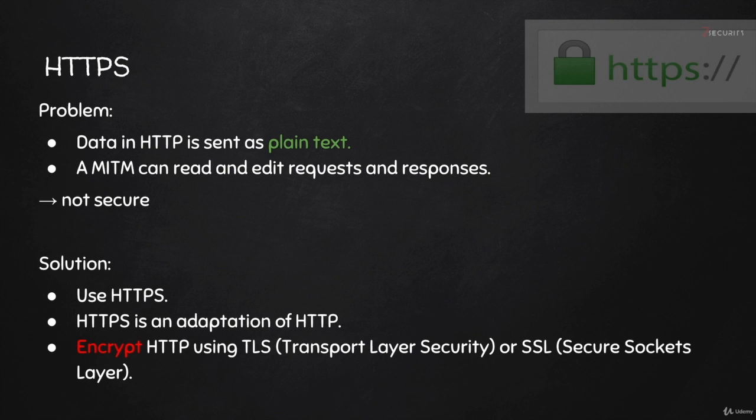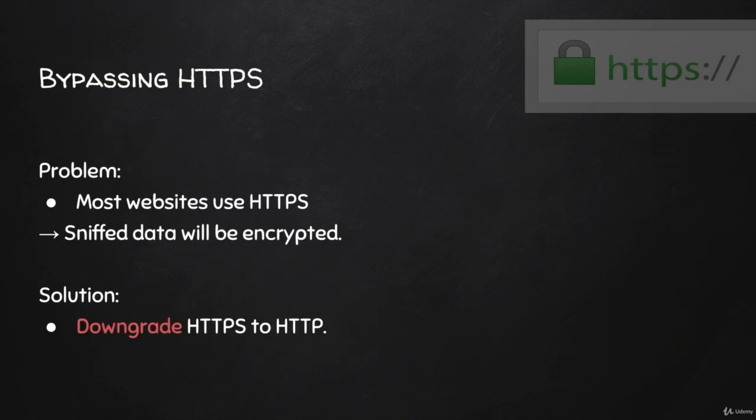Now, HTTPS relies on TLS or SSL to encrypt the data, and this is very difficult to break. Therefore, in order to bypass this, the easiest method is to downgrade HTTPS connections to HTTP. So, since we're the man in the middle, we can check if the target is requesting a HTTPS website, and instead of giving him the HTTPS version of that website, we will give him the HTTP version. This way, the data will be sent in plain text and we'll be able to read it exactly as I showed you in the previous lecture.